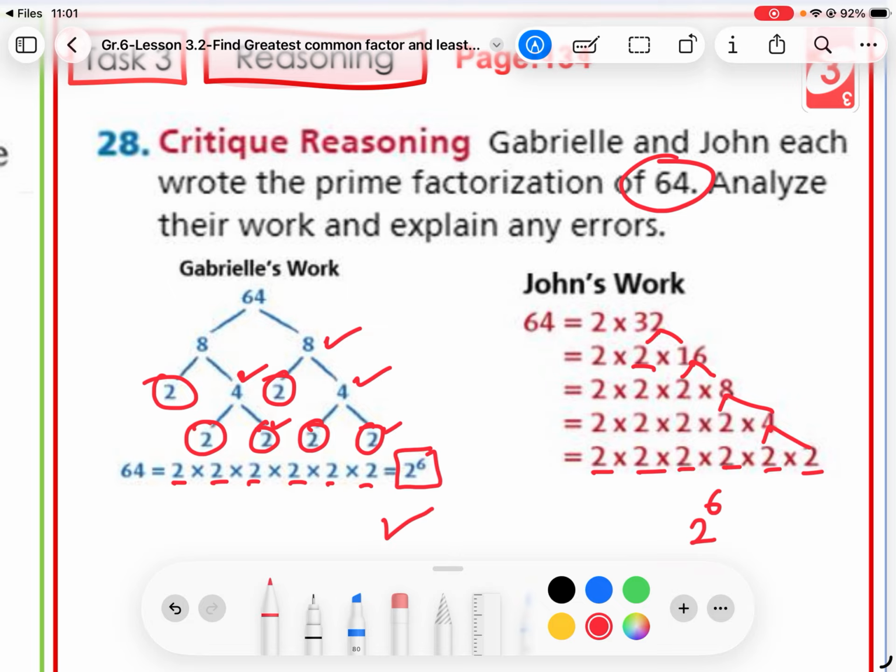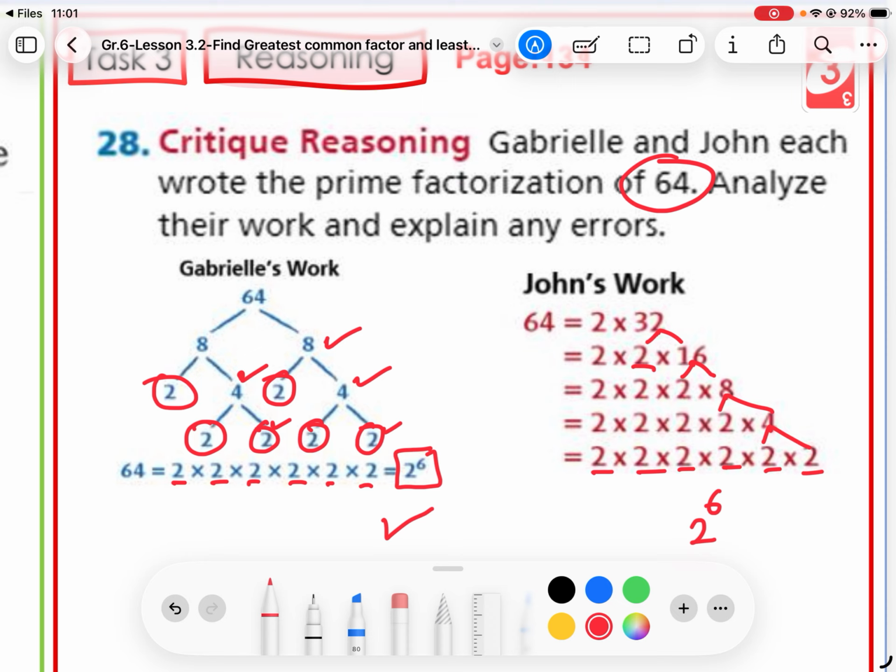For me, I can see no error. Both of their work is 100% correct. Gabrielle just used the factor tree, while John listed the factors. Okay, they both ended up with the same answer. Both of them have correct answers.